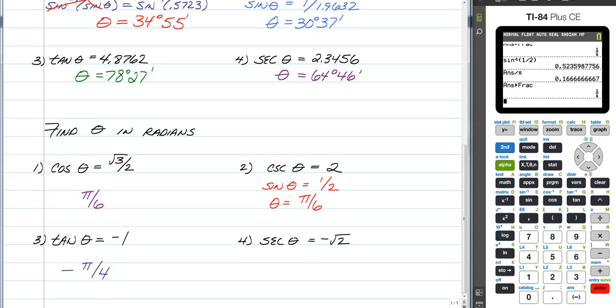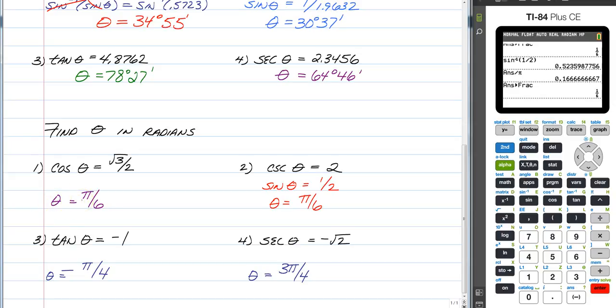For number 4, you would have typed second cosine of 1 divided by a negative square root of 2. You would get a big crazy decimal. Divide it by pi. You should have had 0.75. Change that to a fraction, and you should have 3/4, which means we have 3 pi over 4. Okay? So those are the different ways we use our calculator in this unit.